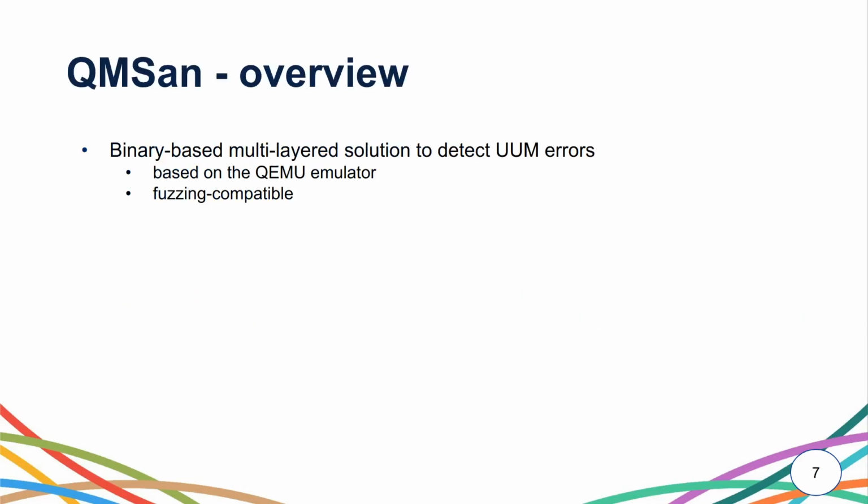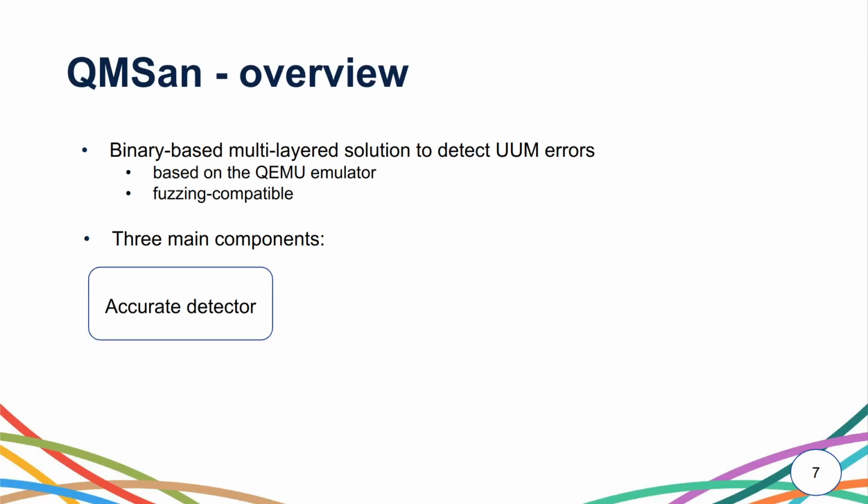To tackle this issue, we propose a new approach called QMSan. QMSan is a binary-based multi-layered solution to detect use-of-uninitialized-memory errors. It is based on the QEMU emulator, and it is fuzzing compatible, in particular it has compatibility with the state-of-the-art AFL++ fuzzing solution. QMSan has three main components.